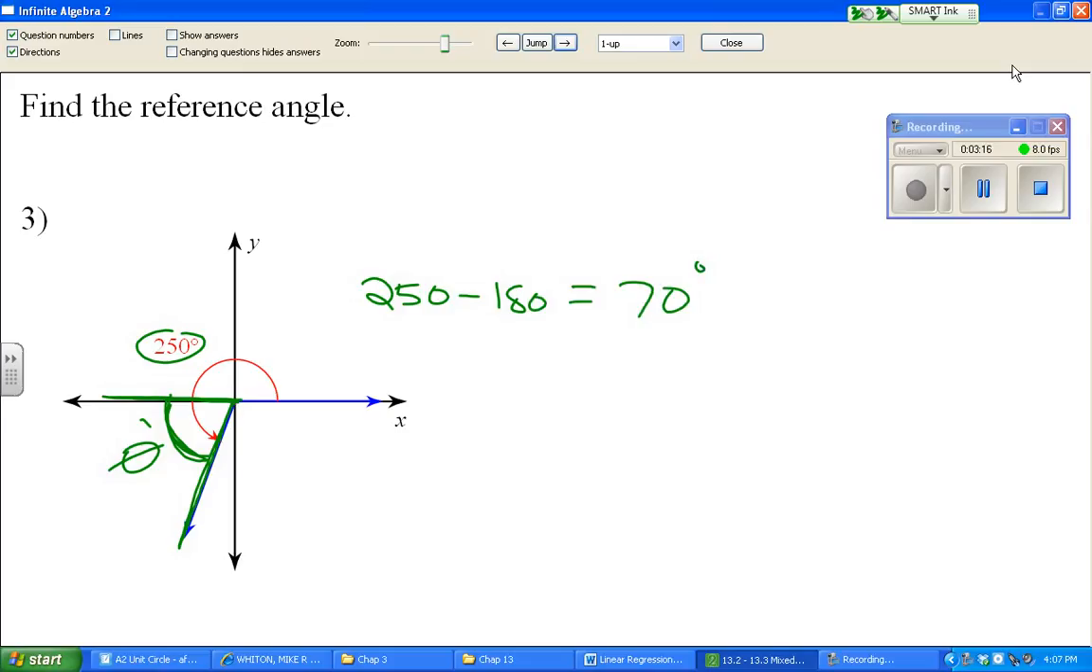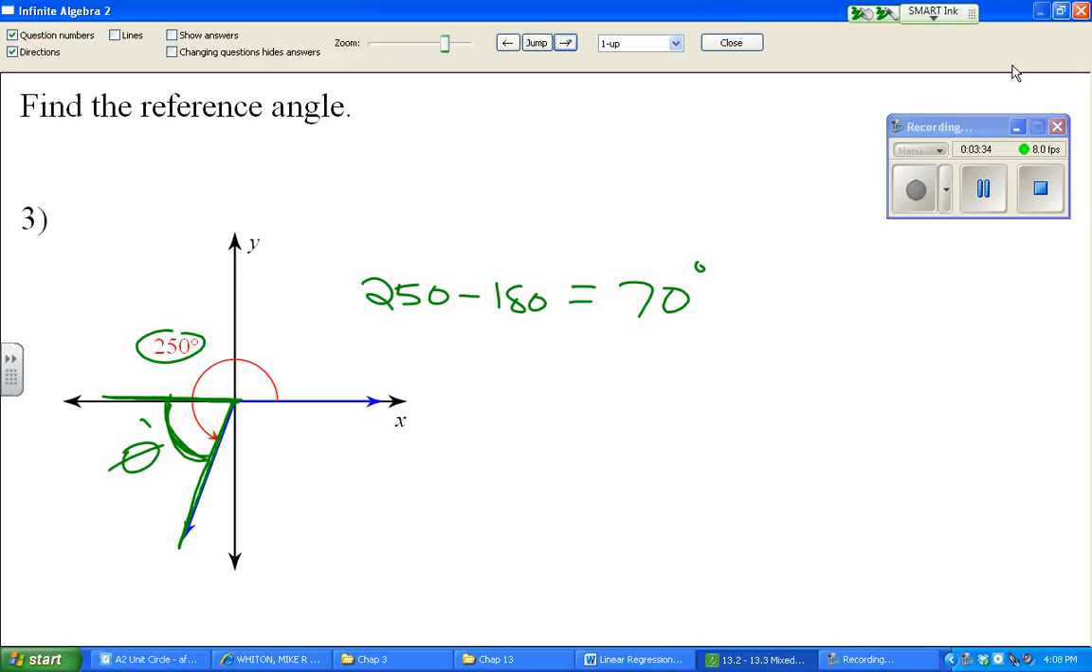Okay, and it might seem a little weird. I know the reference angles are usually 60 or 30 or 45, but it can technically be anything. We just couldn't ask or find the sine of that or the cosine. We couldn't find a trig value of it, but we can still find how big the angle itself is. Okay, so that one was 70 degrees.